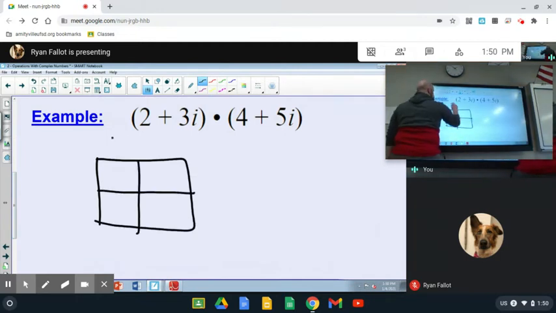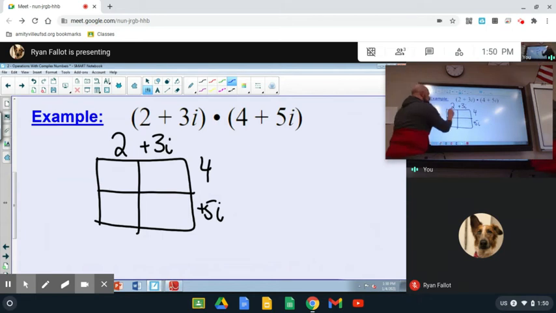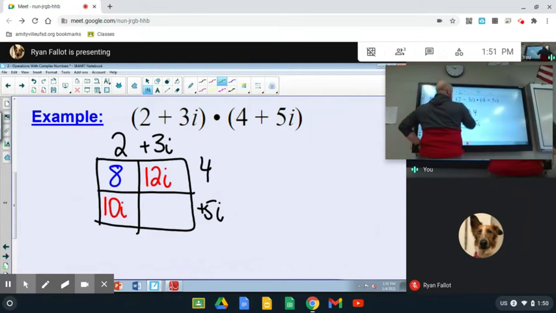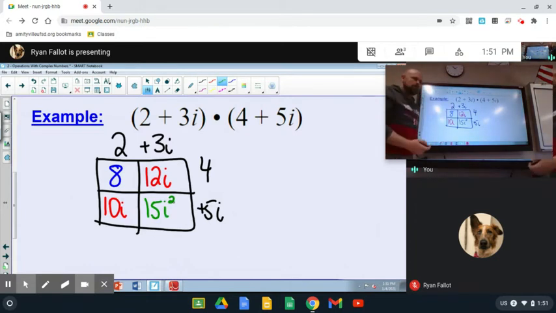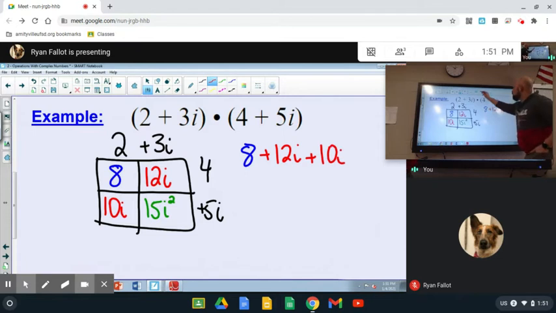We have our 2 plus 3i and our 4 plus 5i. We're going to go ahead and fill in the boxes. We got 2 times 4 is equal to 8. We've got 3i times 4 is equal to 12i. You have 2 times 5i is equal to 10i. And at the very end, we have 3i times 5i. Well, 3 times 5 is 15, and i times i is i squared. We'll talk about that i squared in a minute. But we've got our 8 plus 12i plus 10i, and then plus this 15i squared at the end.